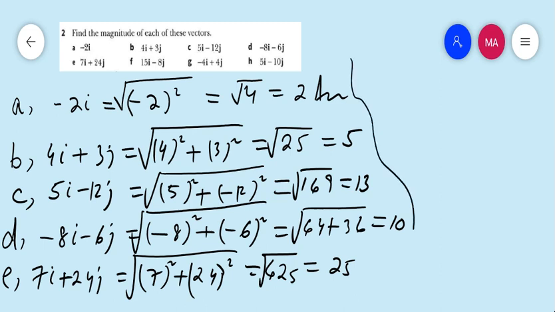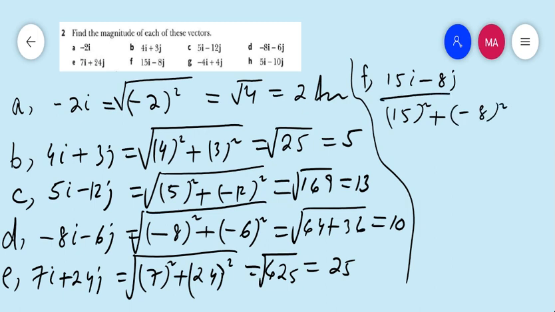Move to part F. 15i minus 8j. So 15 squared plus minus 8 squared. 15 squared is 225 and 8 squared is 64. So the final answer is the square root of 289, and the square root of 289 is 17.